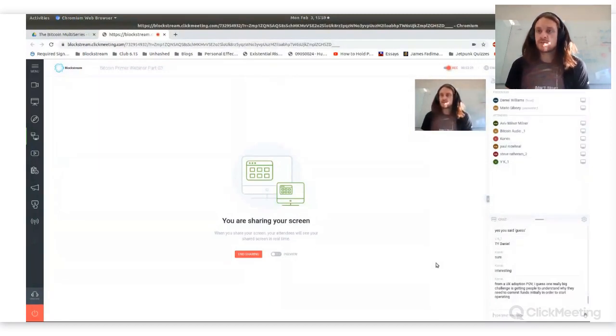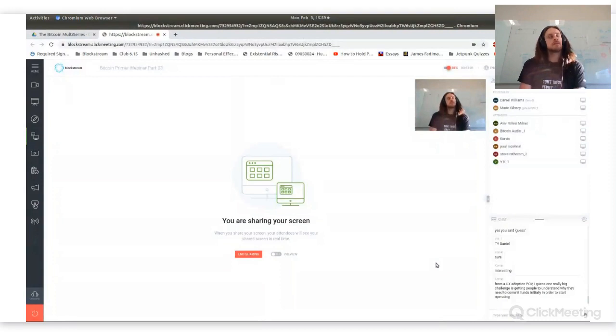From a UX advantage perspective, I guess one big channel is going to be able to understand why they need to commit funds initially to start operating. Yeah, absolutely. I kind of glossed over it quickly at the end, because there's so much I could make a bunch of presentations about these. But yeah, absolutely, the UI and UX itself is a big hurdle we still have to overcome.